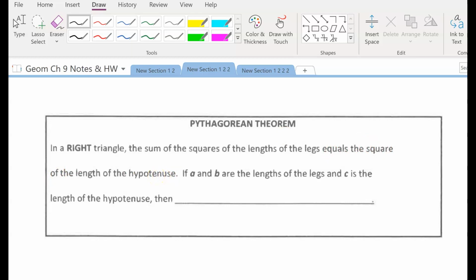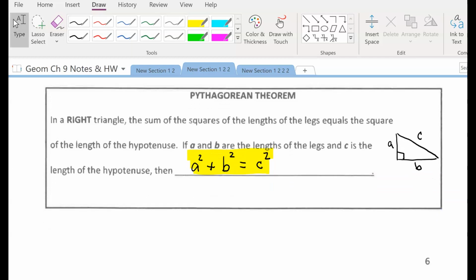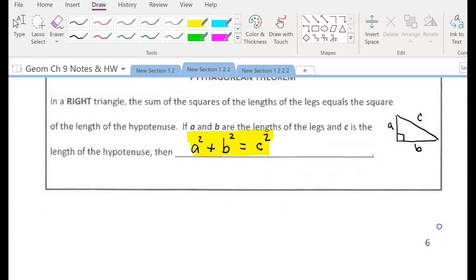Alright, so if I have a right triangle with sides A and B and C, what this is saying is the sum of the squares of the sides, so here's the square of one side, here's the square of the other side, the two legs, the sum of those is going to equal the square of the hypotenuse. Okay, A squared plus B squared equals C squared. So again, hopefully this is a formula that you've seen before, or a theorem you've seen before, and we're going to be using this quite a bit.